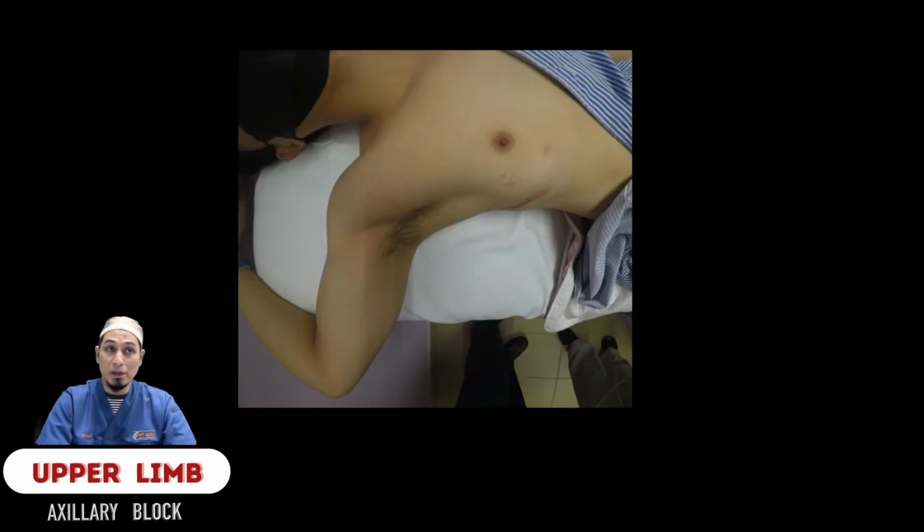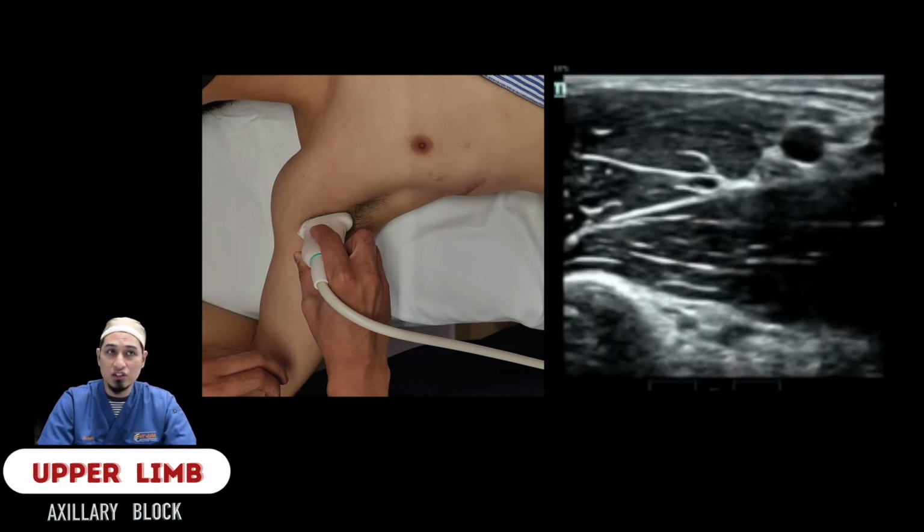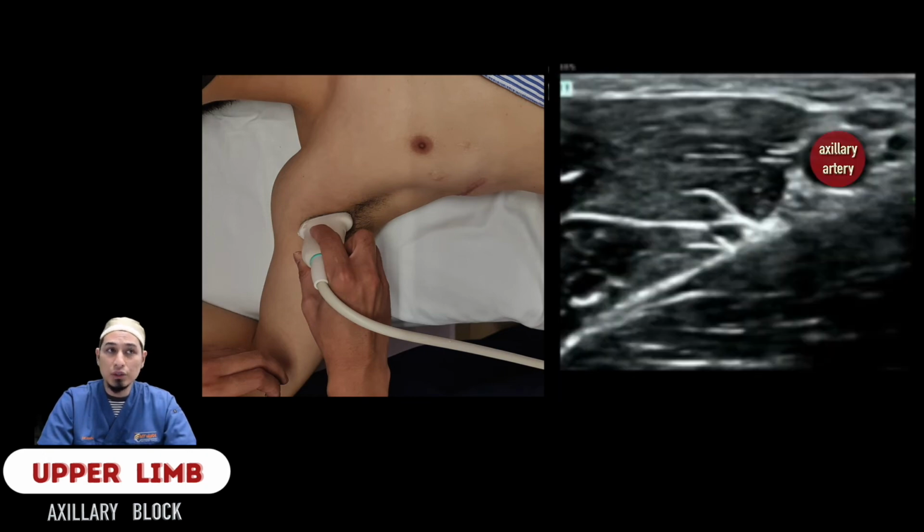Patient in the supine position with the arm abducted 90 degrees and elbow flexed. The superficial landmark is the axillary fossa crease. Place the high frequency linear transducer in the transverse orientation over the axillary artery at the axillary fossa. Ensure the probe is over the conjoined tendon of the teres major and latissimus dorsi.